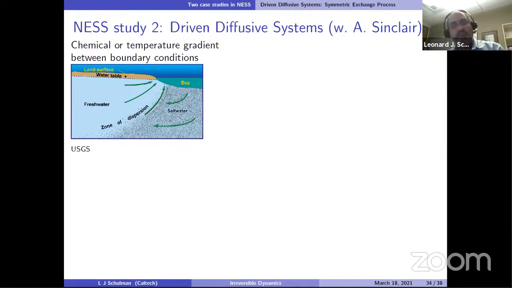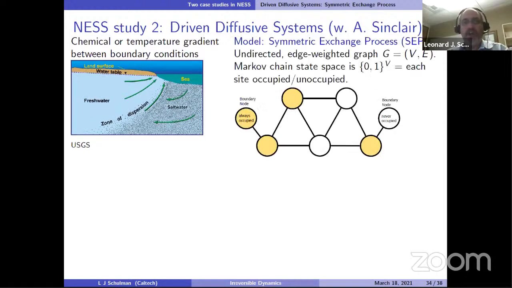Here you have a picture. There's the sea. Salt water kind of seeps its way through soil and into the fresh water. We have what they call a zone of dispersion. So you have gradients, either chemical gradients in this case, or it could be temperature gradients. And there's a nice mathematical model for this, which physicists have been studying for a few decades, called the symmetric exchange process, or the simple symmetric exchange process.